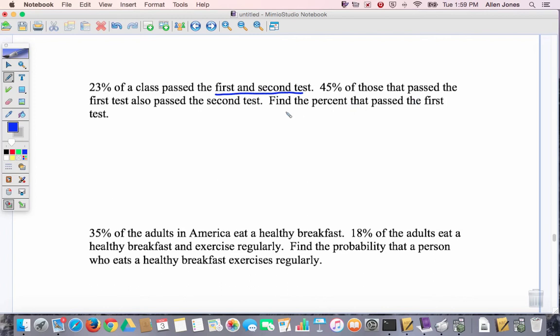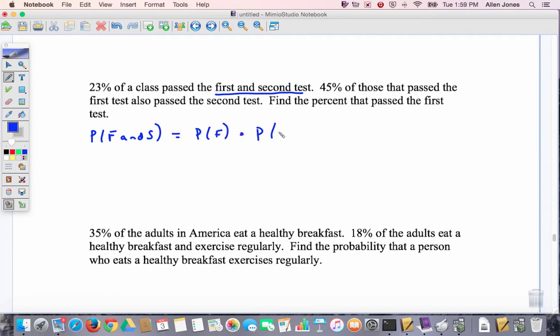Okay, a couple of kind of tricky ones here with the wording. 23% of the class passed the first and the second test. 45% of those that passed the first test also passed the second test. Find the percent that passed the first test. So what's being implied here, but probably not spelled out well enough, is the fact that you can't take the second test until you've passed the first test. So I'm going to write this long version first.